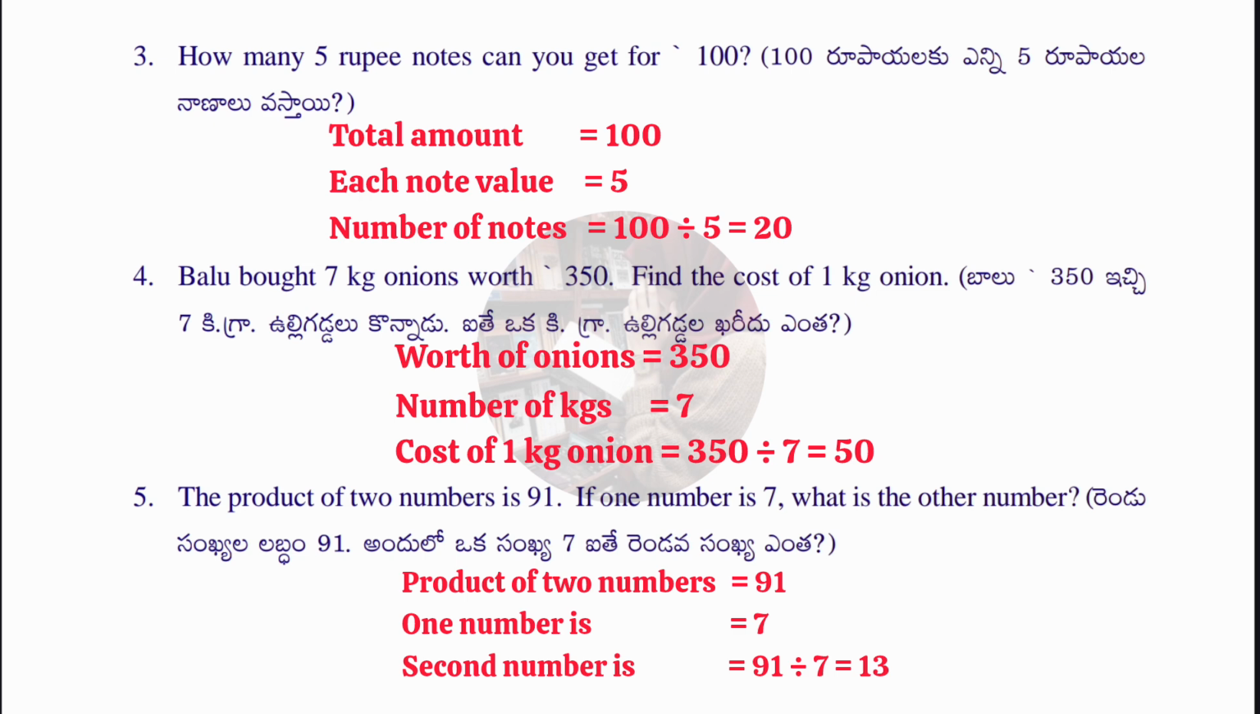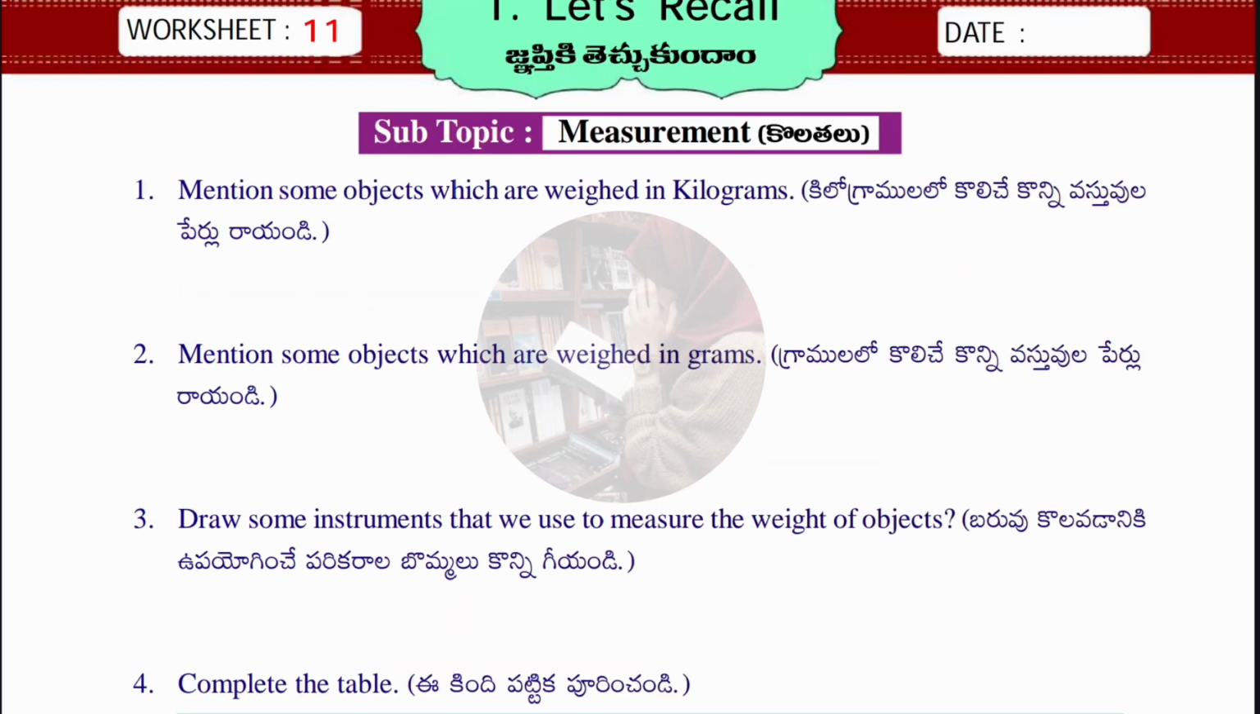Therefore the second number will be 91 divided by 7, which is 13. So 13 is our other number. If you have doubts, you just multiply 7 into 13. You will get the answer 91. Product means multiplication itself.